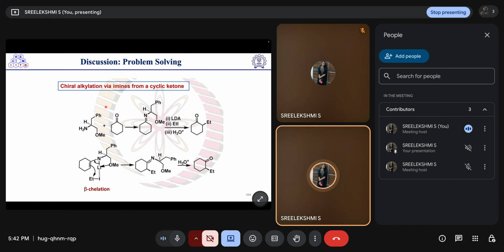Now, if we see the chiral alkylation, firstly, with this chiral amine, the ketone will form this imine, and then LDA will abstract the proton, and ethyl iodide will be coming from the less sterically hindered face. So it is coming from only one face and giving this enantiomerically pure compound. So here a beta chelation is possible. If we see this particular enamine, when this is attacking over this ethyl group, this iodide is coordinated with this lithium, which is again coordinated with this nitrogen, and this will install the chirality for this imine, and then hydrolysis will give this enantiomerically pure compound.